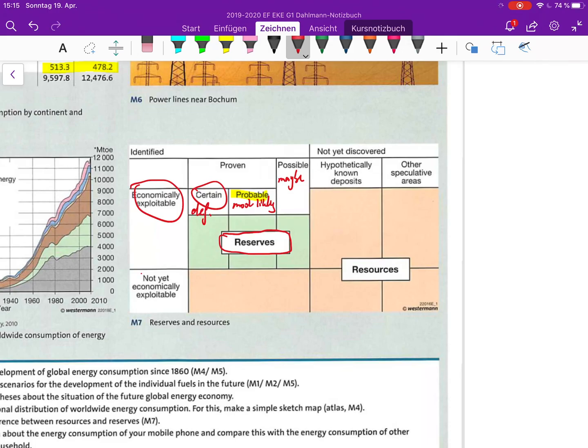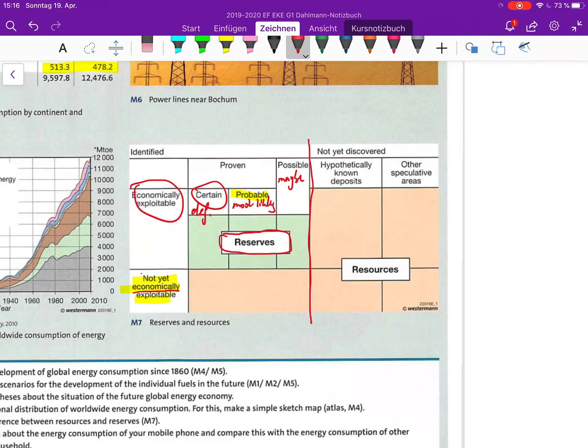Resources are, however, not yet economically exploitable, so it does not make any economic sense to get them out. So for example, if the barrel of oil is $30 and these resources you could possibly get out for $100 but only sell them for 20, it's not economically exploitable. It doesn't make any sense to get them out. So also part of reserves still, right?